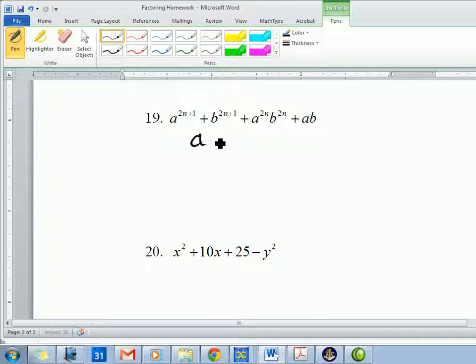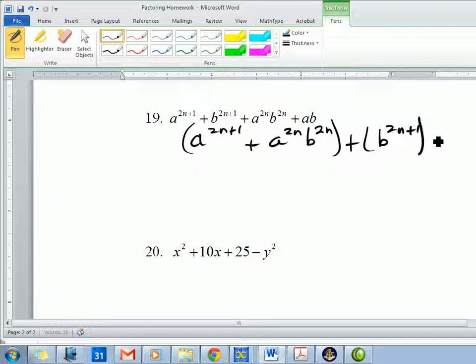Let's rearrange to have a to the 2n plus 1 plus a to the 2n, b to the 2n on one side, and then from here do plus b to the 2n plus 1. Uh-oh, hold on. To 2n plus 1 plus a, b. Alright, I think that works a little bit better.